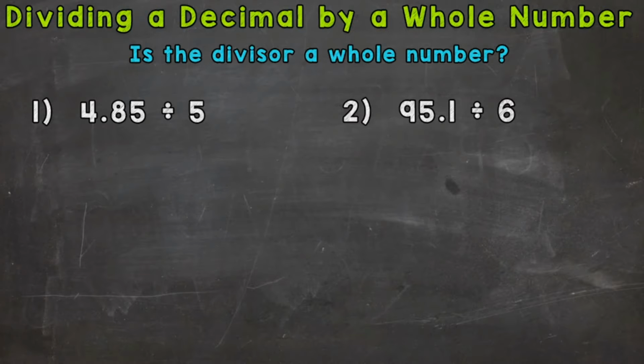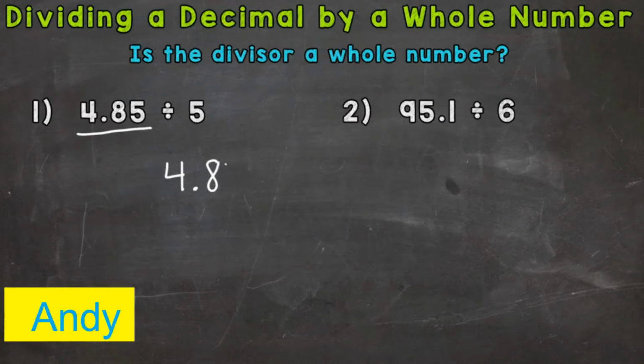So 4 and 85 hundredths here, this is our dividend. It's the number that's being divided or split up. That goes underneath the division bar. And we are dividing by 5. So 5 is our divisor. It goes on the outside.